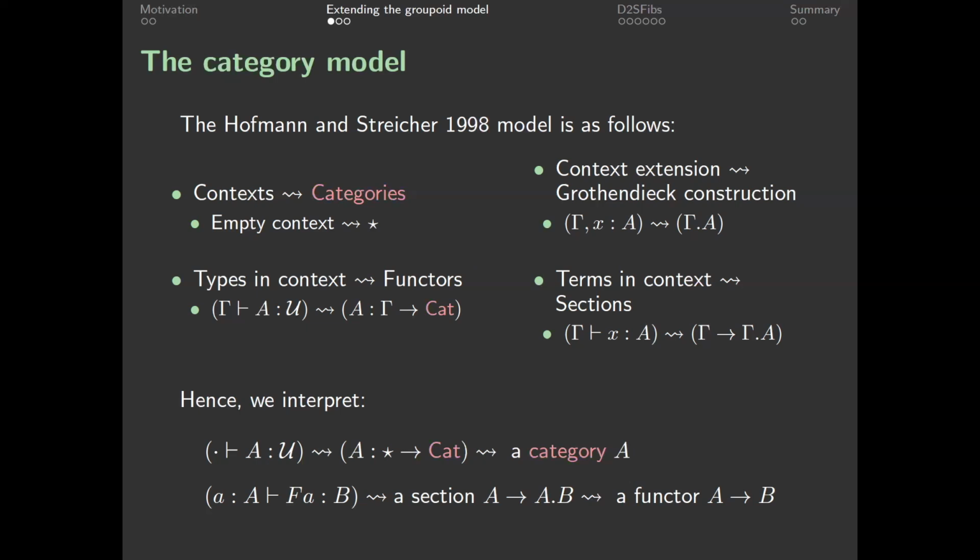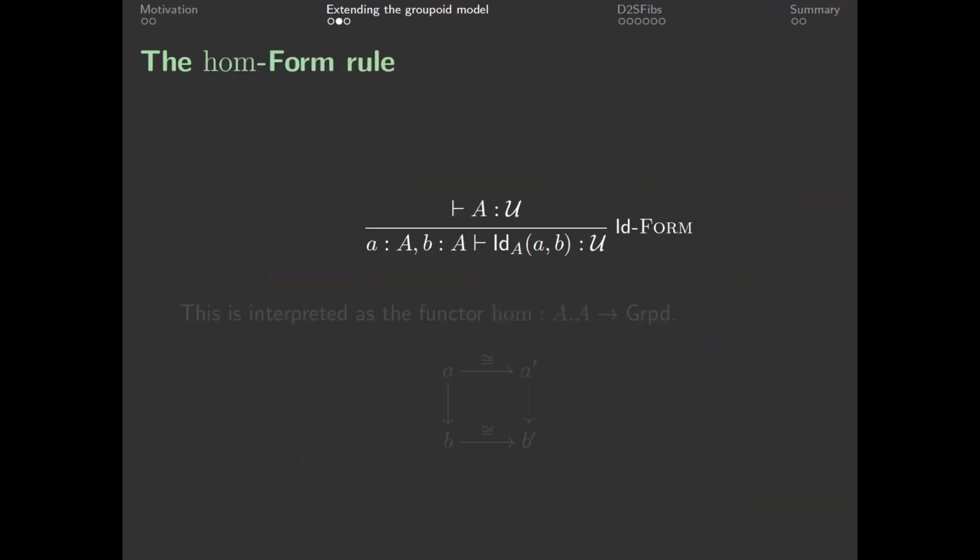Except that now the tricky part is the type constructors. There are many tricky things with them. I want to focus on the hom type constructor, which is the analog of the identity type constructor. So let's recap how it looks. I will be working in the empty context just for simplicity, but everything works for a non-empty context. Given some type A, the formation rule says that for any a and b, we have a type of identities between these. And the interpretation is the hom functor that goes from A.A to Groupoid. And this is indeed a functor because, since we're working with groupoids, we can just invert this one and get a path from a' to b'.